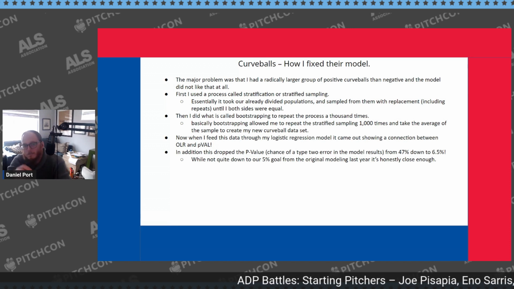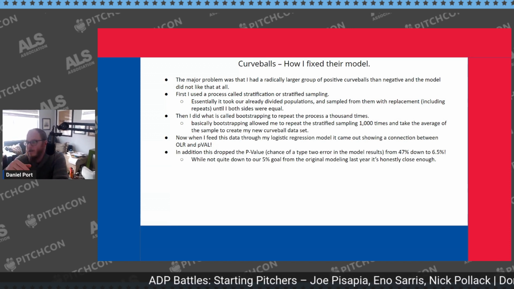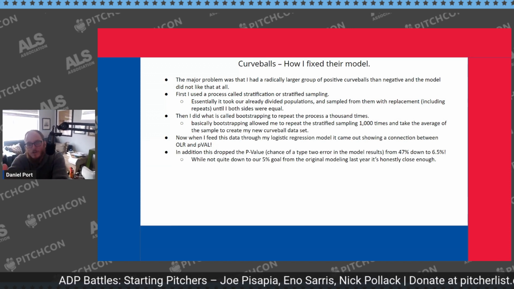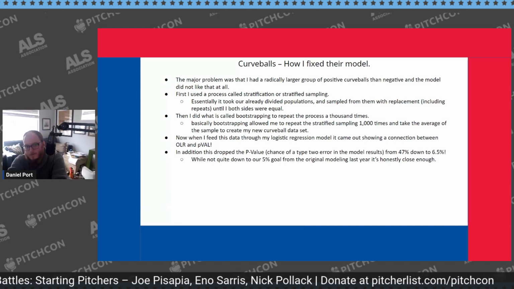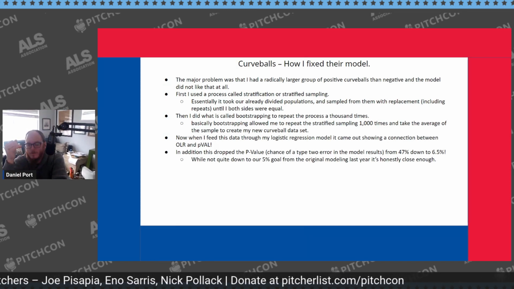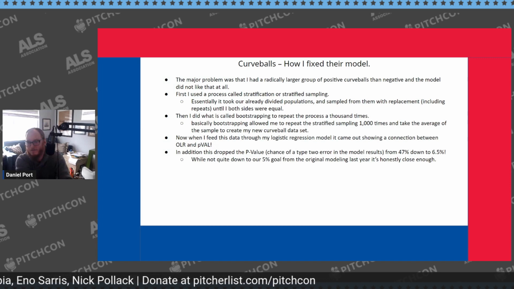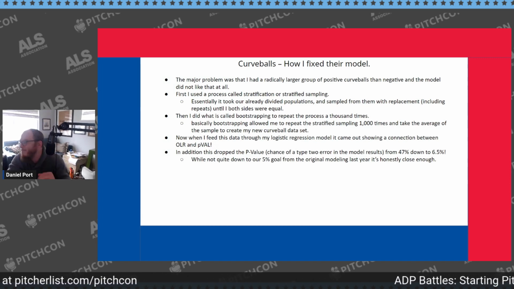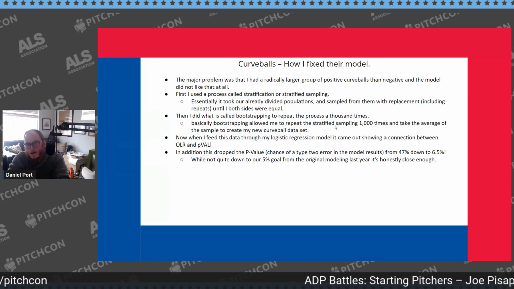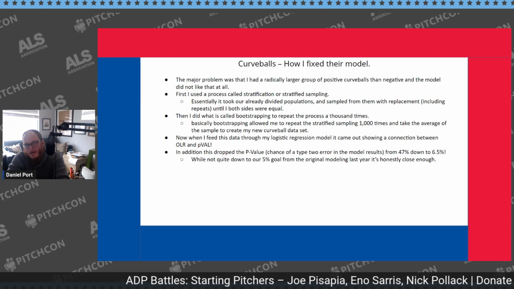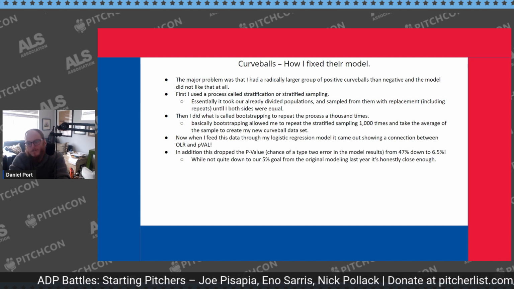And my suspicion at the time was that usually if you don't have a good curveball, you just don't throw a curveball. You throw a slider, you throw something else, right? And so the group of positive curveballs was nearly double the amount of negative curveballs, and that made it really, really difficult. I spent all year trying to figure out what to do.